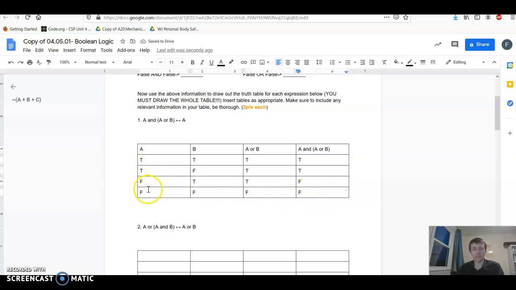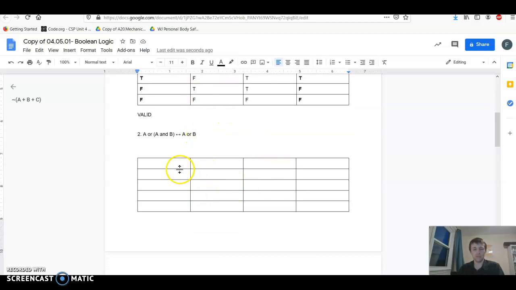Now let's look at this. This column over here is the right-hand side of our equivalence relation. This column here is the left-hand side. Notice that they are identical. True, true, true, true, false, false, false, false. That means this is a valid equivalence relation. We don't have to write out all of this. Just writing out A by itself would give you the same result.